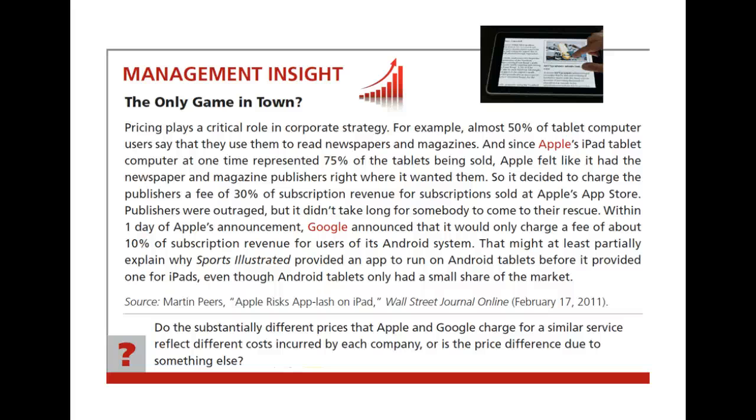I'm sorry, what? To get other users. Android charges a cheaper rate to get other users to switch to their products. Why does Apple think they can charge 30%? Their brand. Because of their brand, they believe they can sustain that.